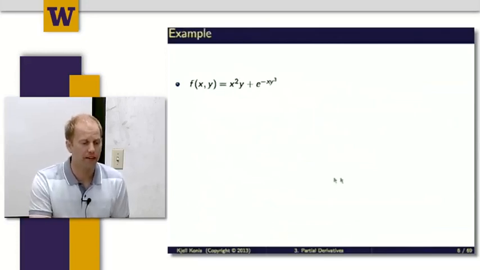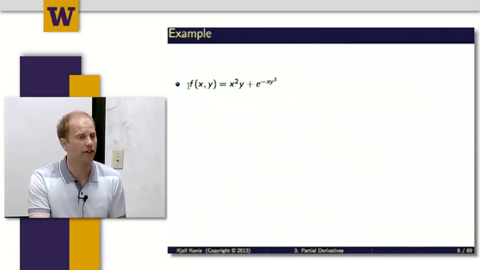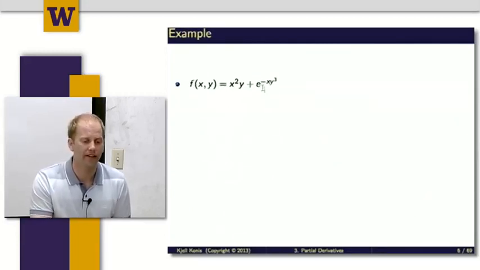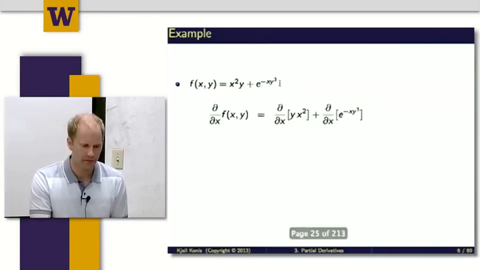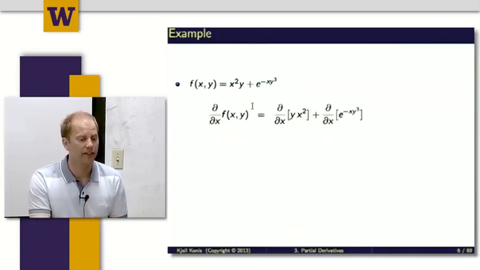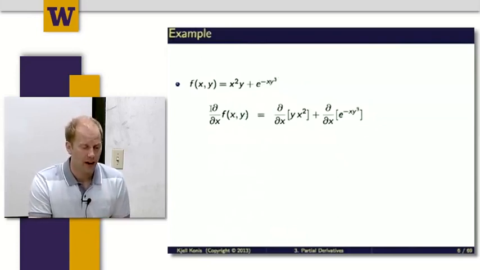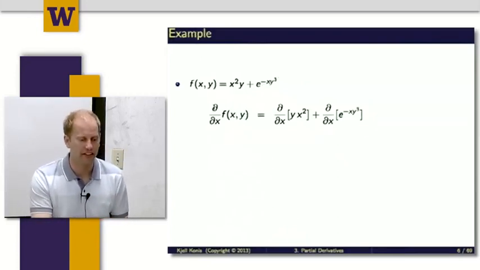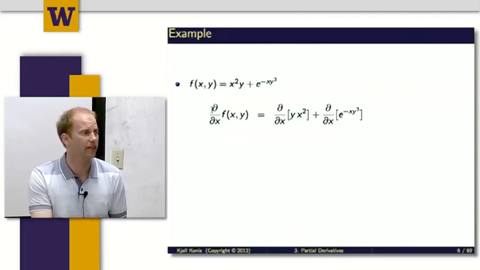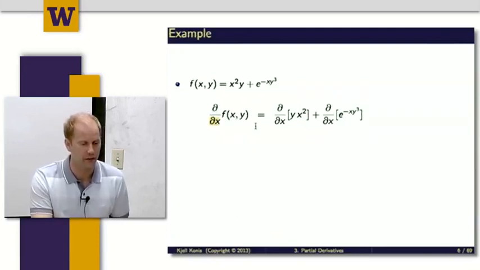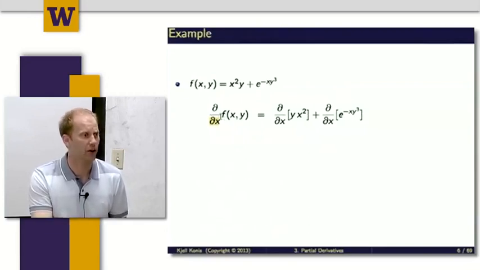So for example, I'm going to choose a function of two variables: x squared y plus e to the minus x y cubed. And I want to take the derivative of this function now. I should mention a little bit about notation. When we're taking a complete derivative of a function of one variable, I've just been using d by dx. And when I'm taking a partial derivative, I use this funnier symbol that looks kind of like a twisty d, that I'm just going to read as partial.